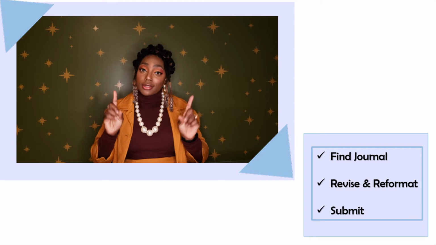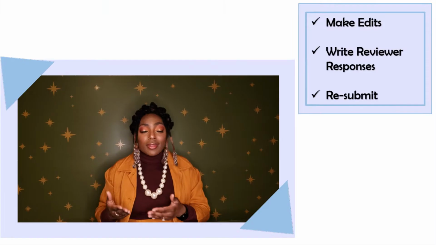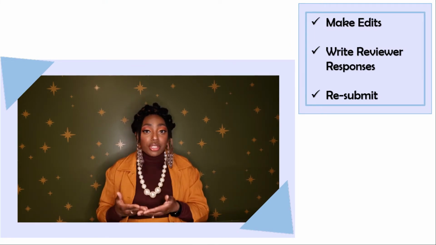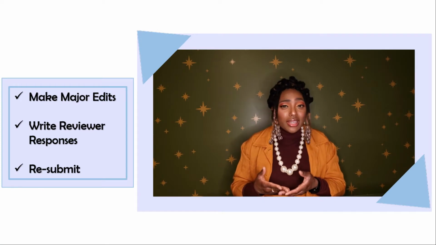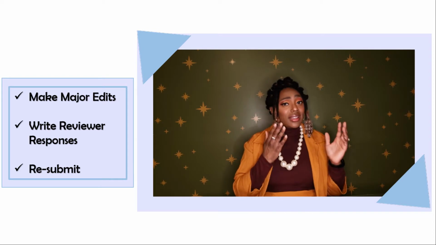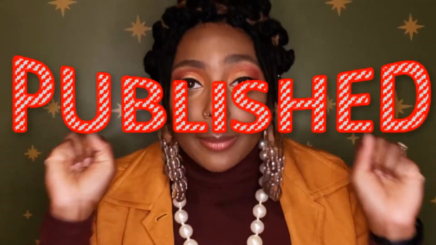If you're at number 1, find a new journal, reformat and revise your manuscript to fit the new journal and submit. At number 2, make those edits, write reviewer responses and resubmit. And if you're at 3, get to work because you don't have a lot of time between getting those reviews and submitting your updated version along with those reviewer responses. Disclaimer. If you're at 2 or 3, so you get the reviewer comments, you make the suggested revisions and you resubmit, this does not guarantee that your paper will be published.